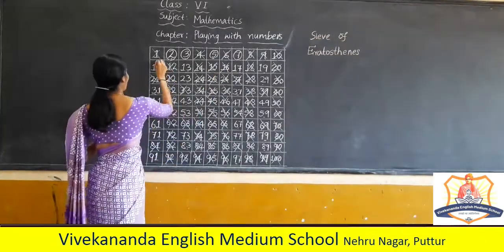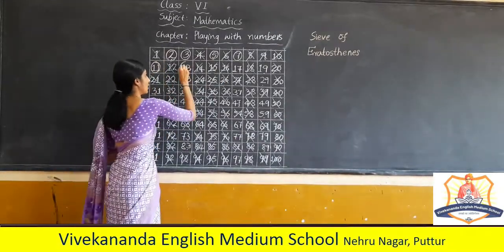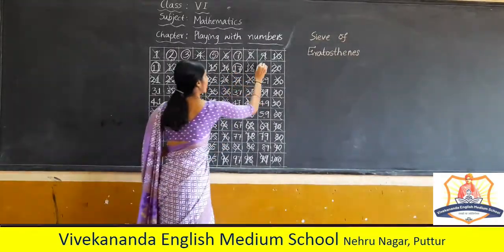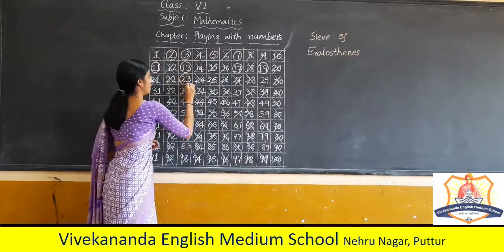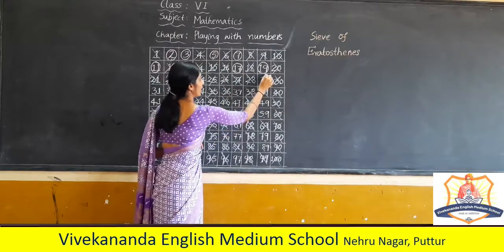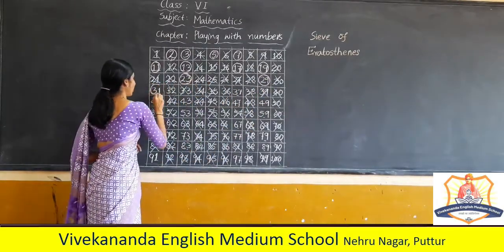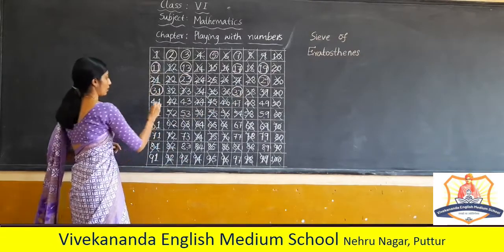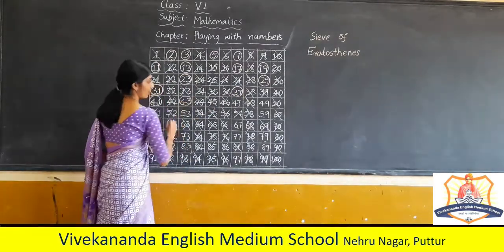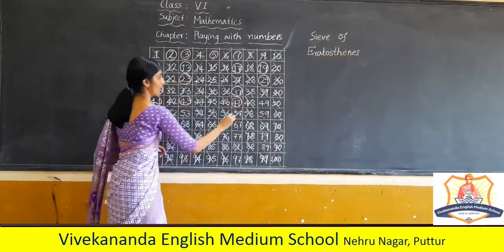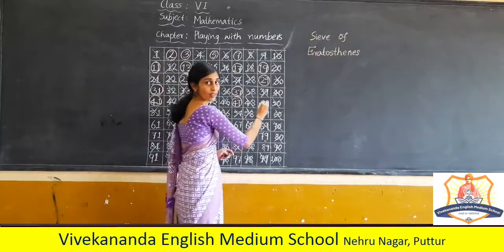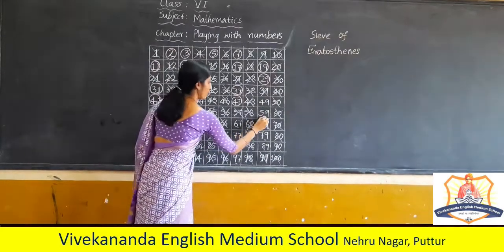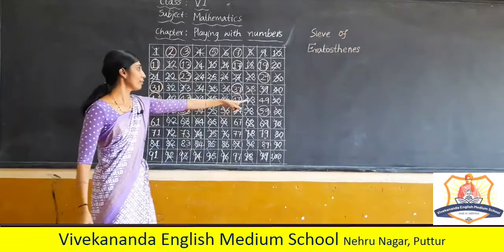Let us check. 11, only 2 factors. 13, only 2 factors. 17, 2 factors. 19, 23, 29, 31, 37, only 2 factors it has got. 41, 43, 47, 49, 53, 59. Dear students, here I left 49.